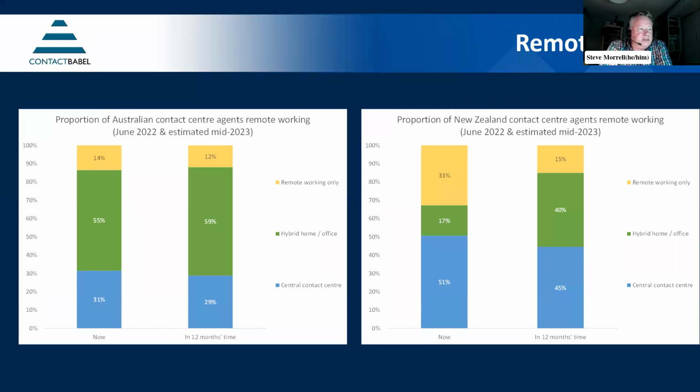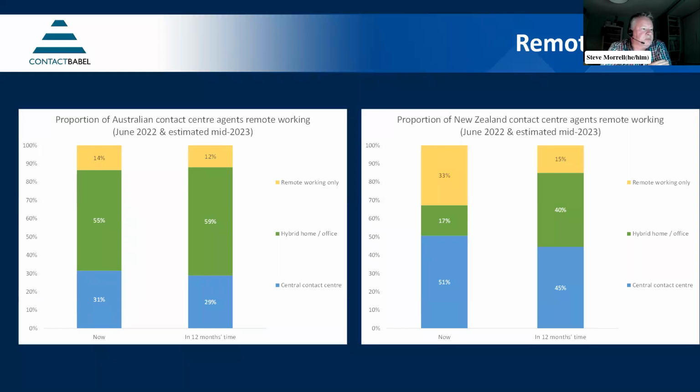What are people expecting to do in the future? Again, we've got Australia on the left, New Zealand on the right. And in the main, Australian contact centres don't believe that there's going to be much in the way of major change in the next 12 months. So around 30% have all their agents in a centralised location now, and just over half have all their agents working in a hybrid model, so sometime in the office, sometime at home, and 14% have everybody remote working. And really, there's not a massive expectation of change there whatsoever.